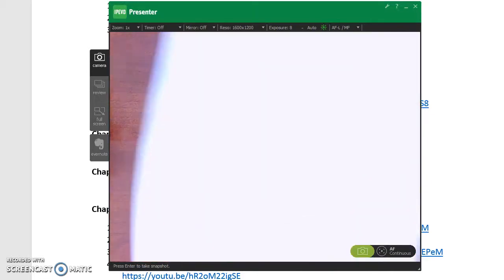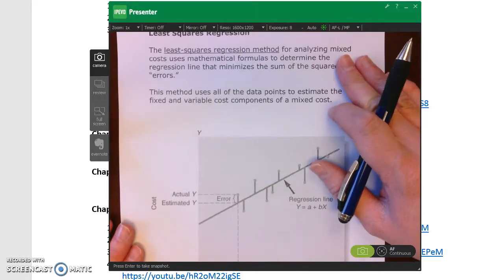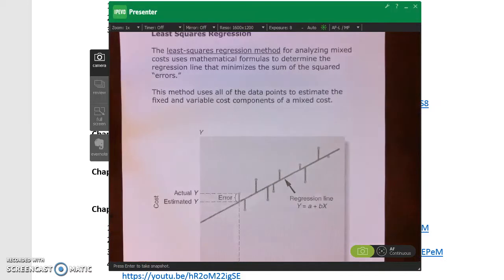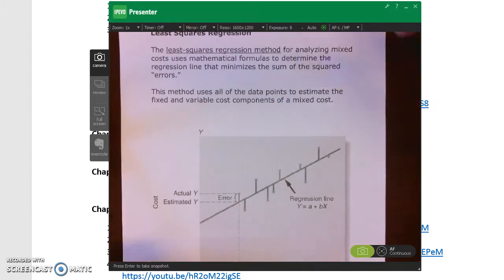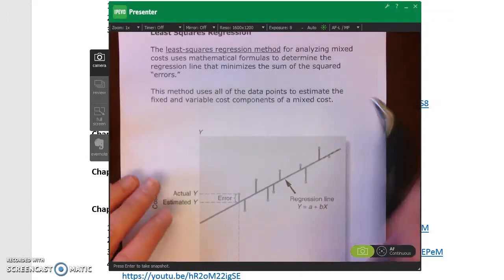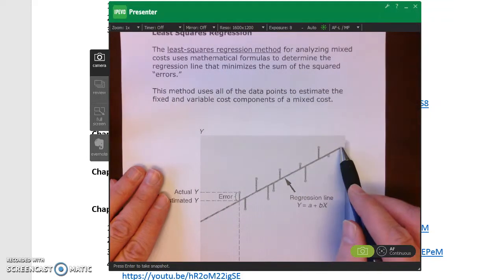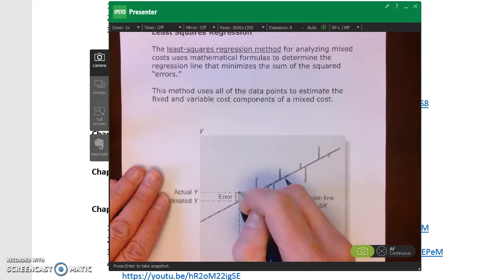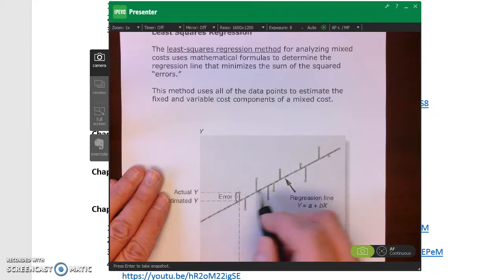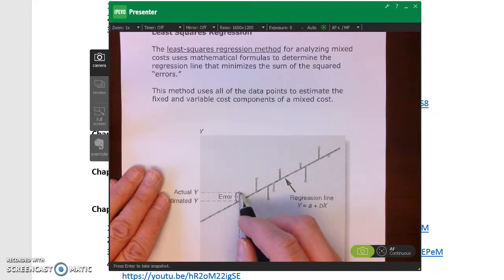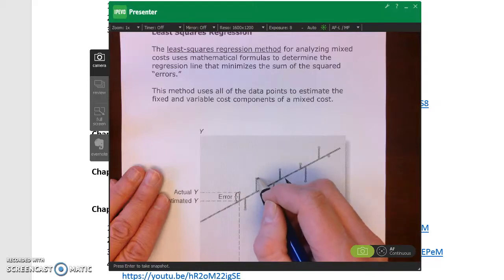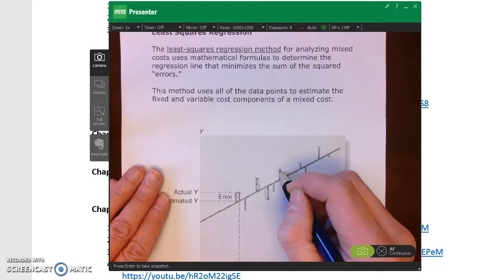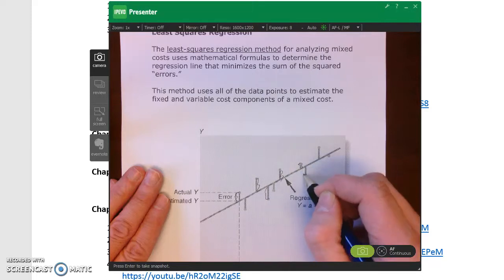Talking about least squares regression, and this is something where I will have a lecture video showing you how to do regression in Excel. This is probably the best method to do cost estimation. What regression does is it finds the line that best fits the data, and the line that best fits would be the one that minimizes these errors. When a data point is not right on the line, that's an error. The problem is, that's a positive error, that's a negative error, that's a positive, that's a positive, that's a negative.